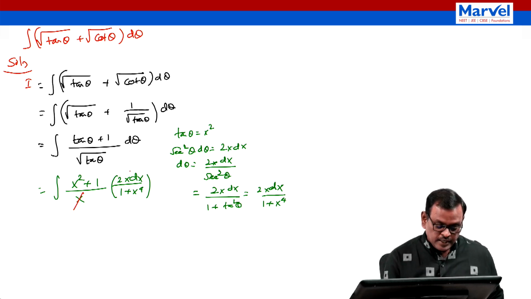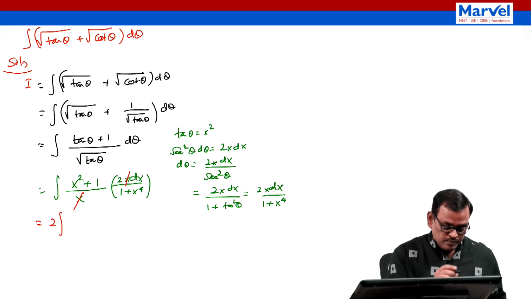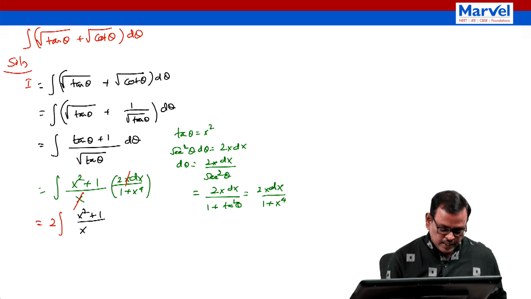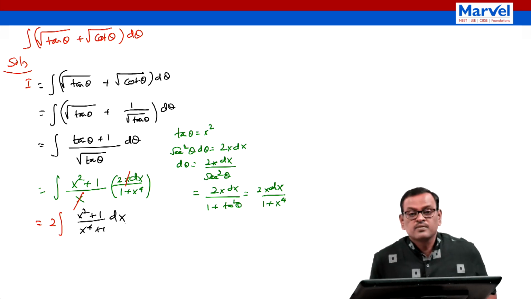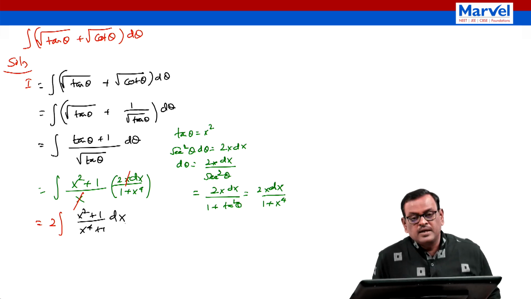Now x cancels. Twice the integral of x square plus 1 by x power 4 plus 1 into dx. This is very important. This is one of the types of integral.